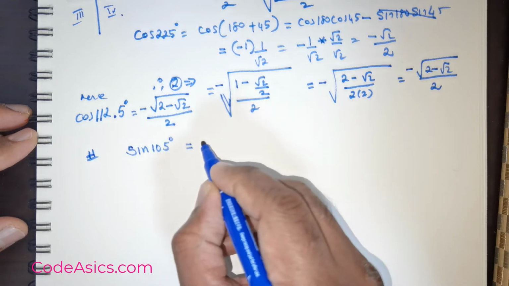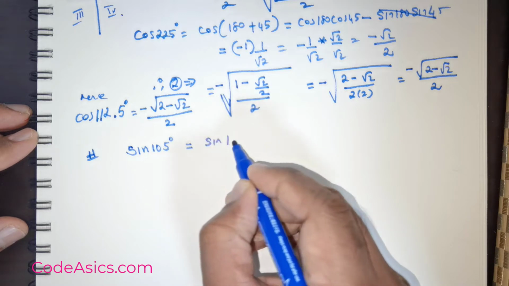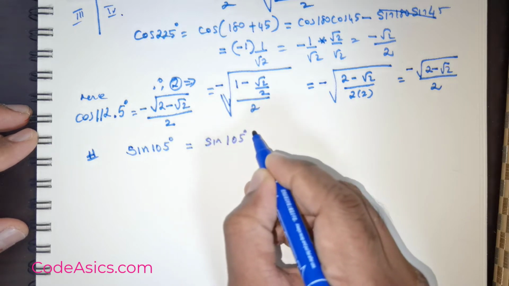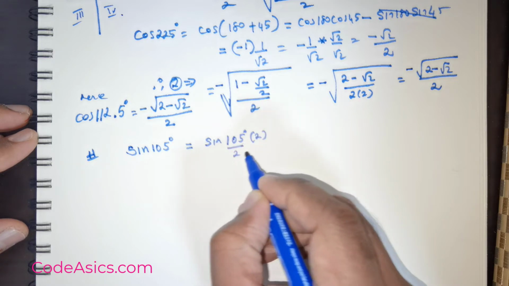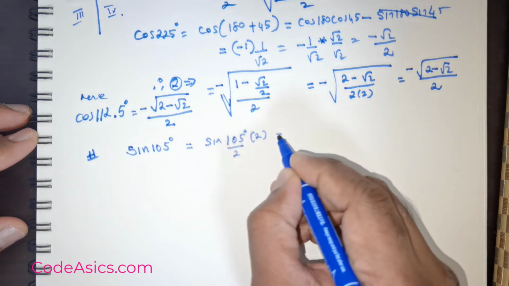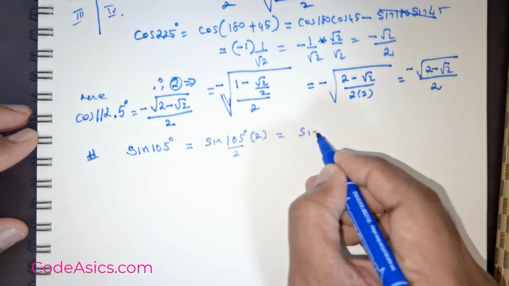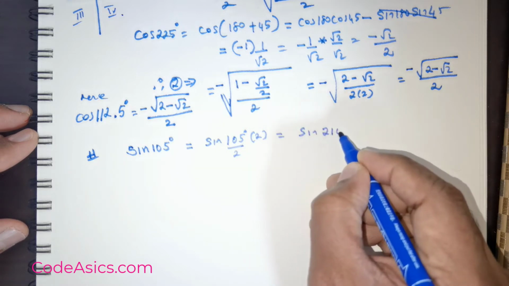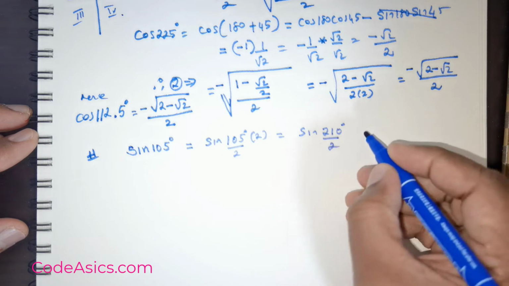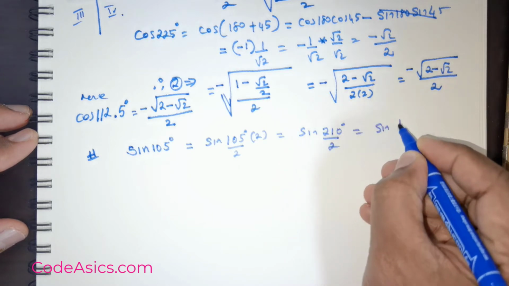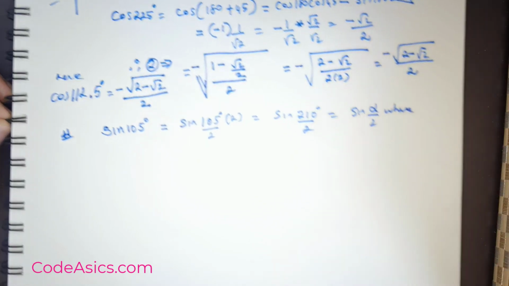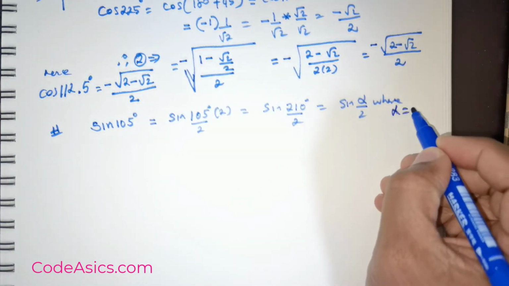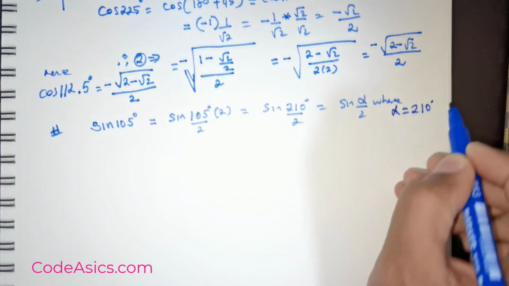Now, what I would like to do is rewrite sine 105 degrees by multiplying it by 2 and dividing it by 2. So this is going to give me sine of 210 degrees divided by 2, which I'm going to write as sine alpha over 2, where the alpha value is equal to 210 degrees.